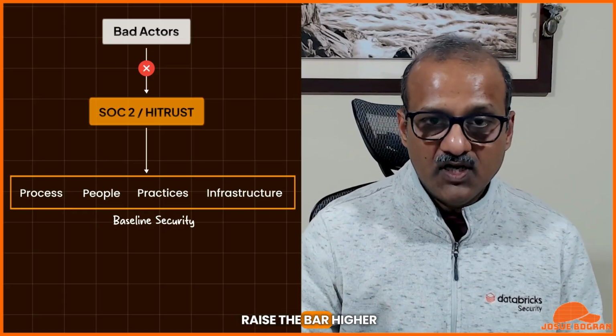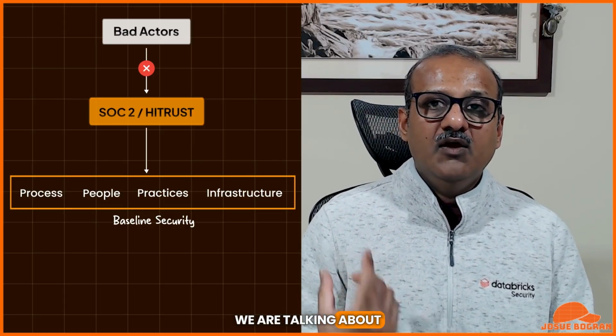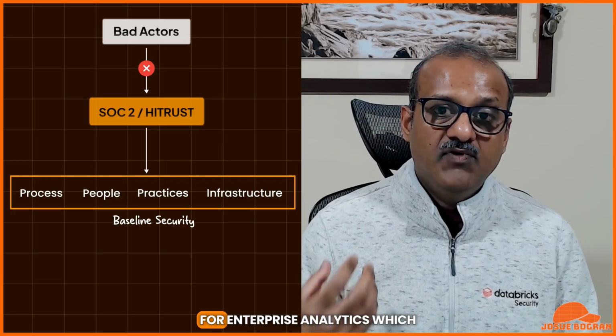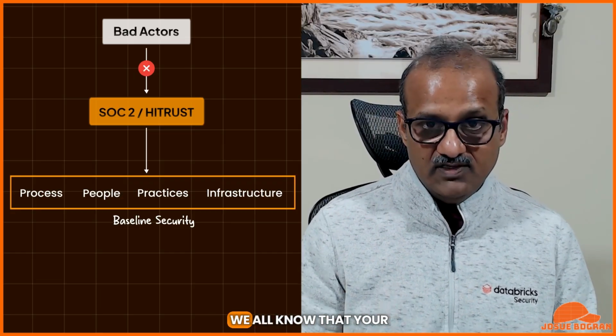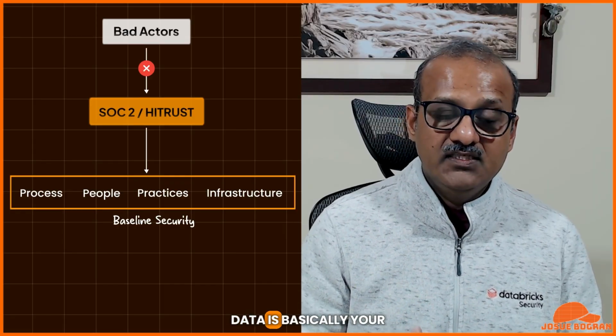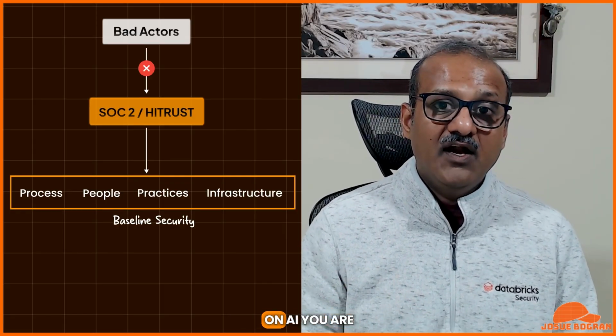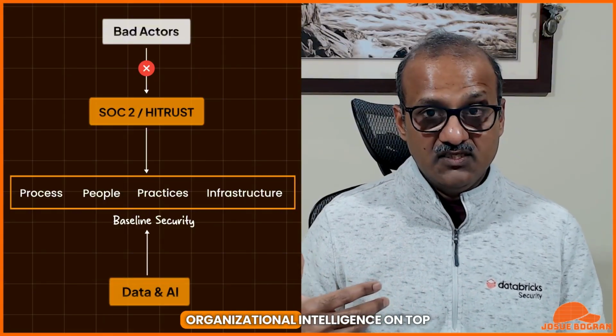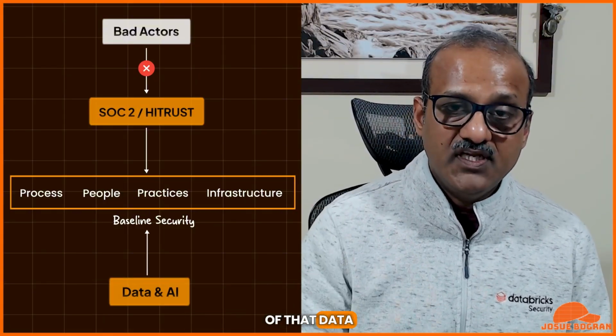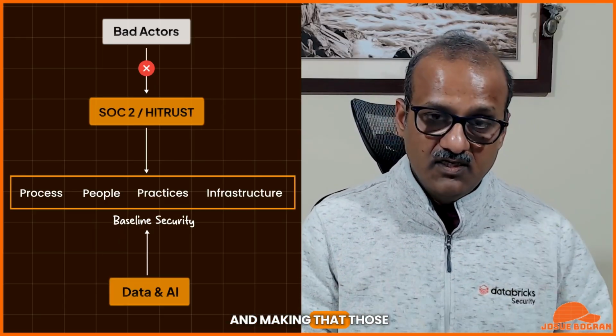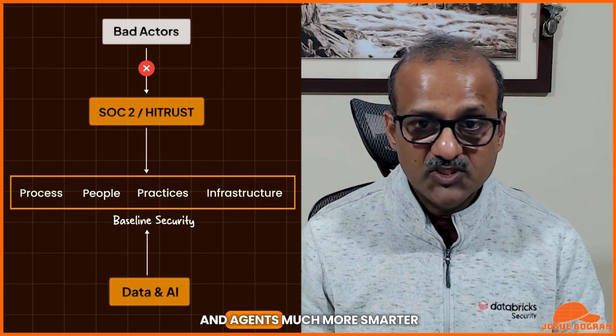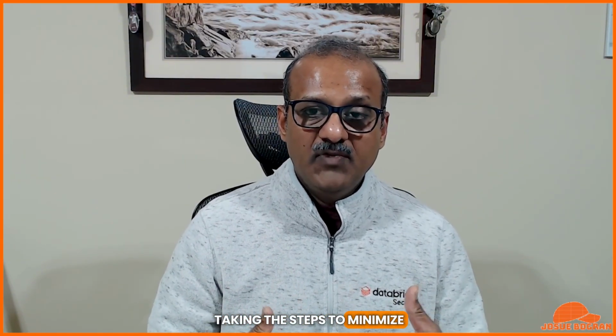But we want to raise the bar higher because remember, we are talking about enterprise data for enterprise analytics, and we all know that your data is basically your intellectual property. If you add on AI, you are putting your organizational intelligence on top of that data, your processes and all, and making those AI applications and agents much smarter. So what is a better target for some of these people than this kind of environment? We want to make sure we are preventing, or taking the steps to minimize, those risks.